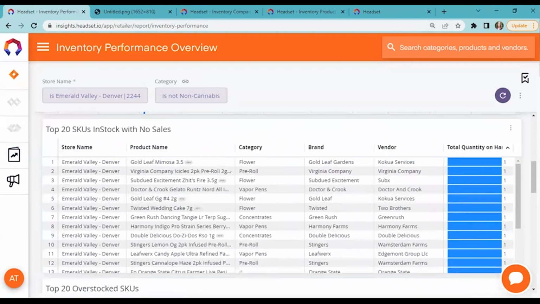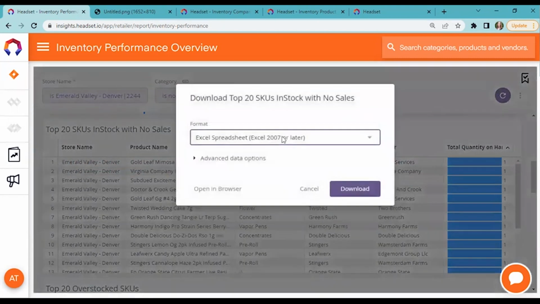The other thing I will mention that would be probably super helpful is if you go to Tile Actions at the top right and download the data, you can download this into an Excel spreadsheet and view all of this information. So you don't have to just look at the top 20. You can slice and dice it however you want, and see how many SKUs you have in stock that have only 1 on hand, or maybe 5 on hand, and they've just been sitting there for a long time and haven't sold in the last 60 days.